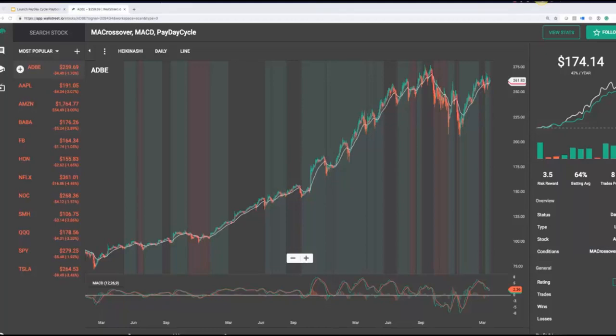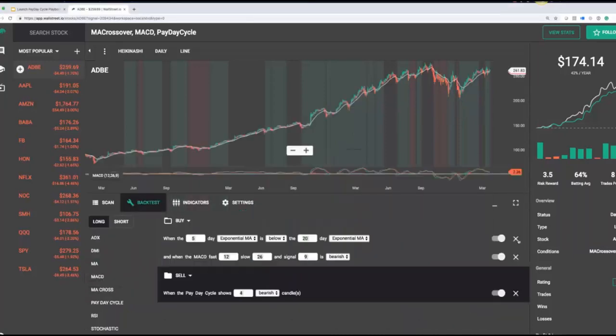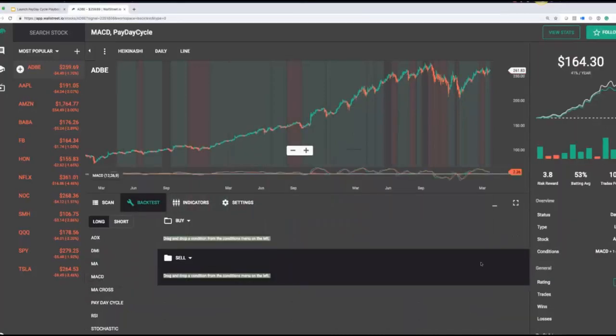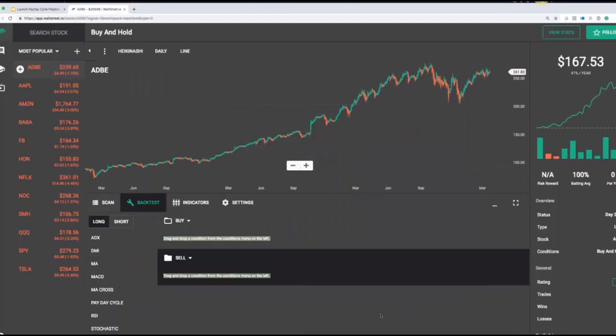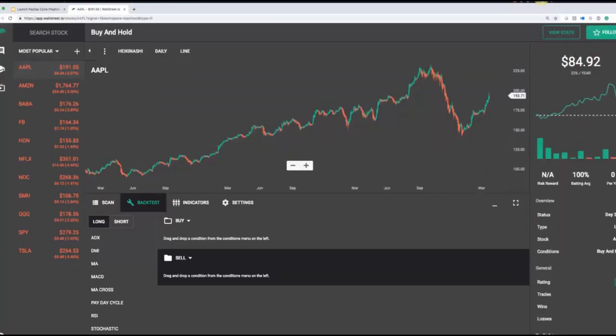TJ says, how many indicators can you backtest at once? Good question. So here's the way this works under backtest: we've made this smart. Let's give ourselves full screen here.